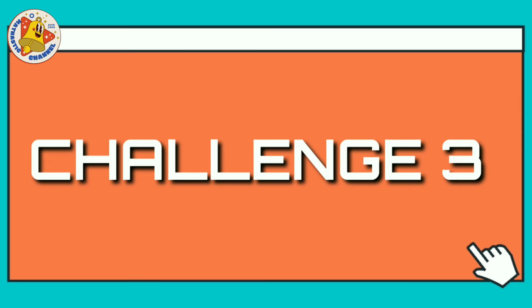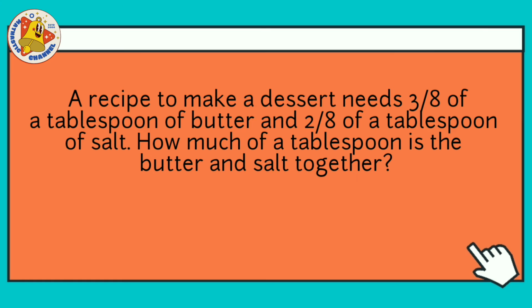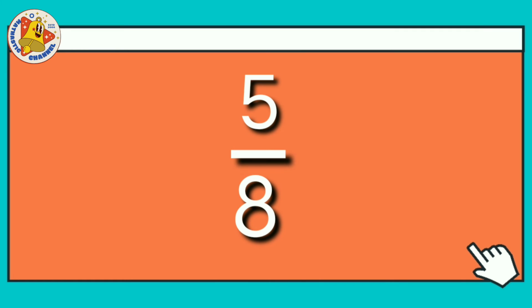Challenge number 3. A recipe to make a dessert needs 3/8 of a tablespoon of butter and 2/8 of a tablespoon of salt. How much of a tablespoon is the butter and salt together? The correct answer is 5/8.